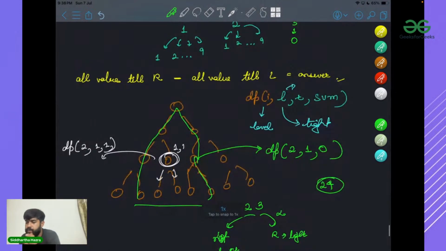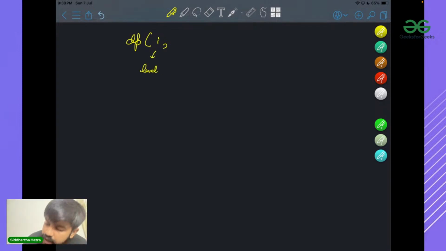So now we compute all the values till R, then we subtract the values till L, and we find out the values. So let's talk about how we would solve this problem. Solving it is comparatively easy. We would maintain a DP state like this. Again, the same idea for this problem also, where we would simply have the value of the level that we are currently at.